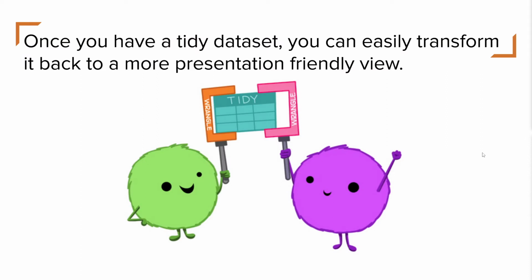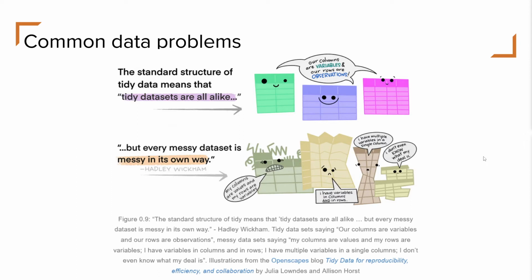That is the whole point: once you get a data set into tidy form, you've processed a bunch of really common data problems, and then you can pivot it to whatever format you want for whatever need you're looking at. We will go through the three most common data problems today. All tidy data sets look the same. Each messy data set is different in its own way, and we can use fundamental tools to turn messy data sets into tidy ones.